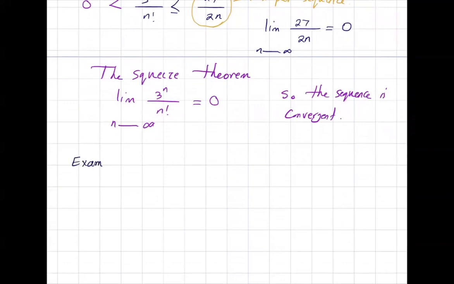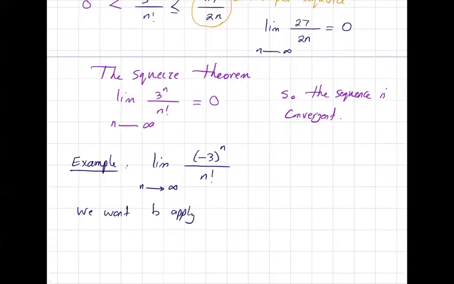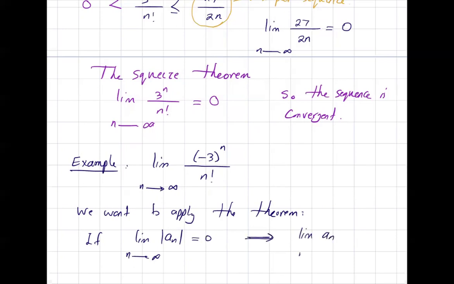If I ask you to find the limit of the sequence negative 3 to the power n divided by n factorial as n goes to infinity, you can say that we want to apply the theorem below that says that if the limit of the absolute value of a_n as n goes to infinity is equal to 0, then we can conclude that the limit of a_n as n goes to infinity is equal to 0.